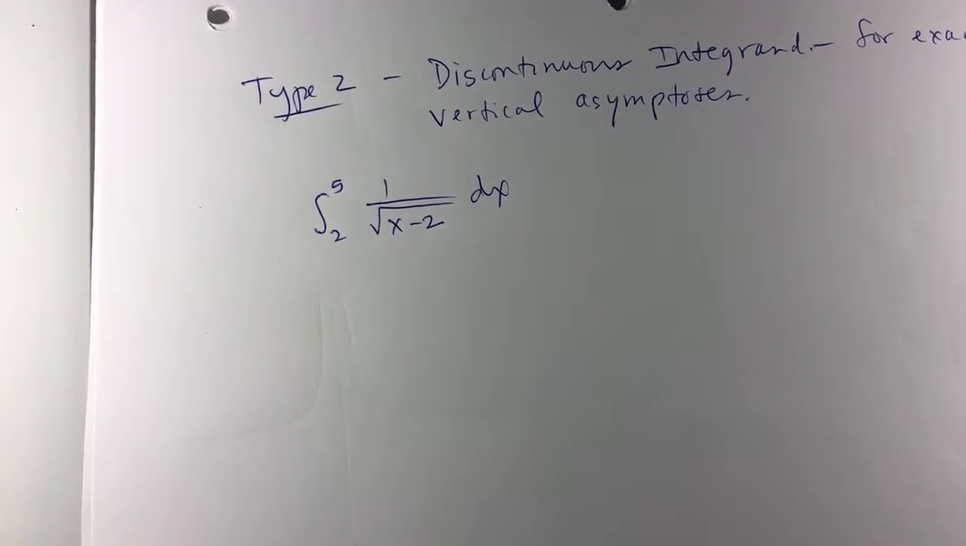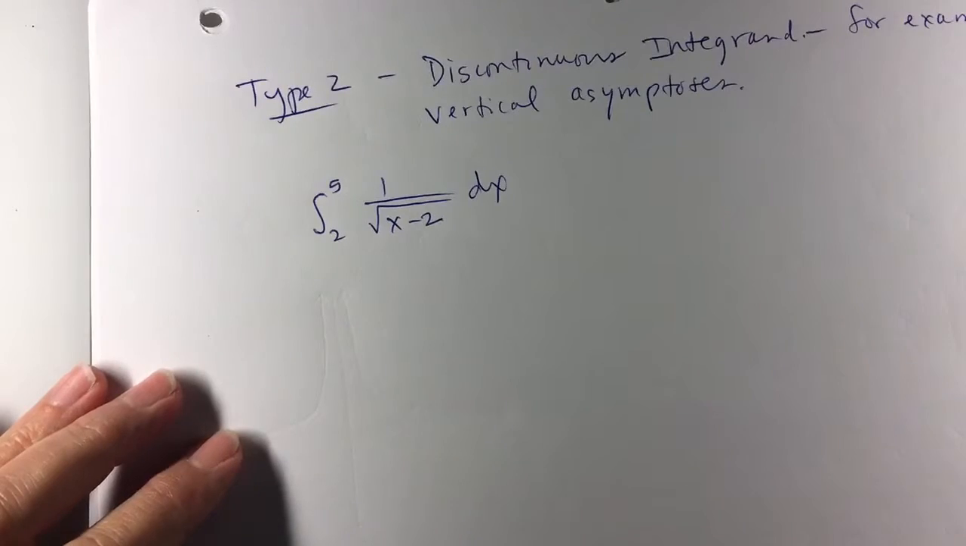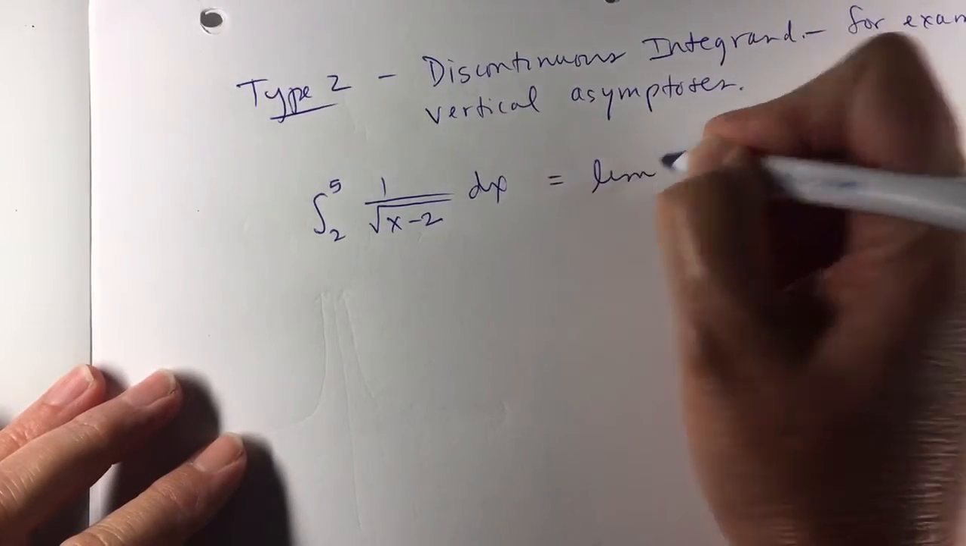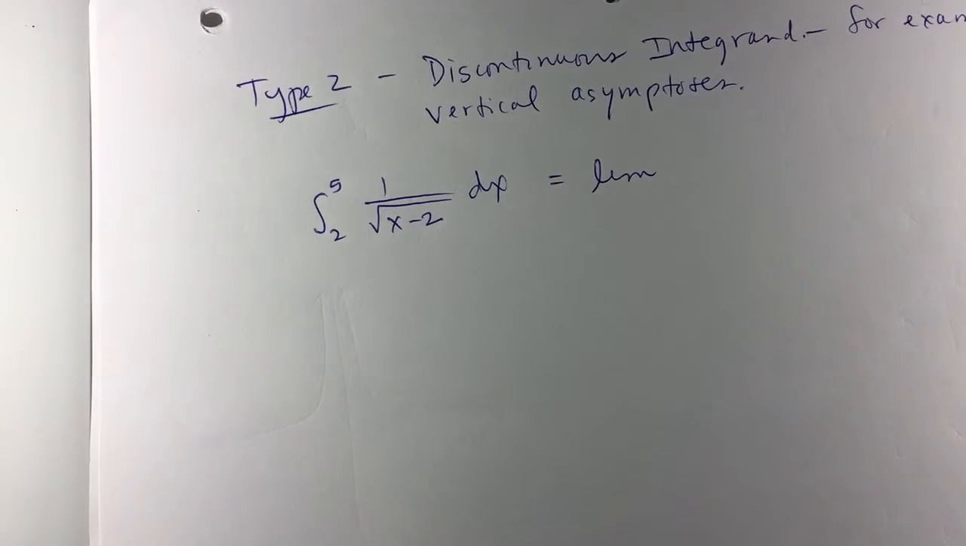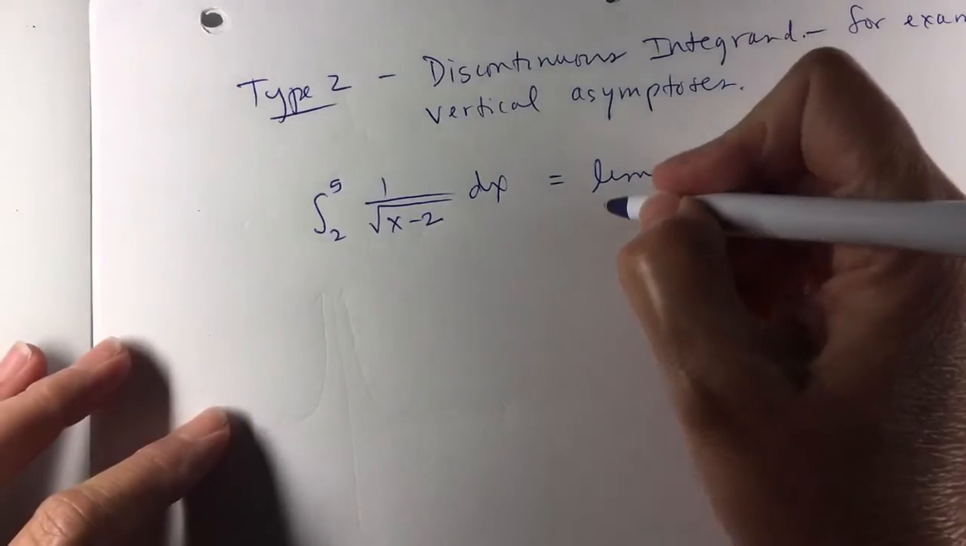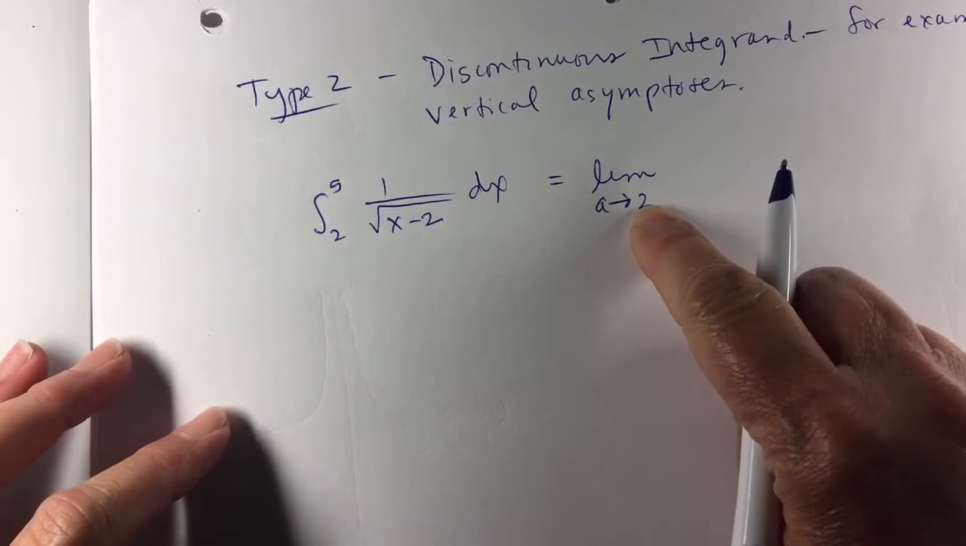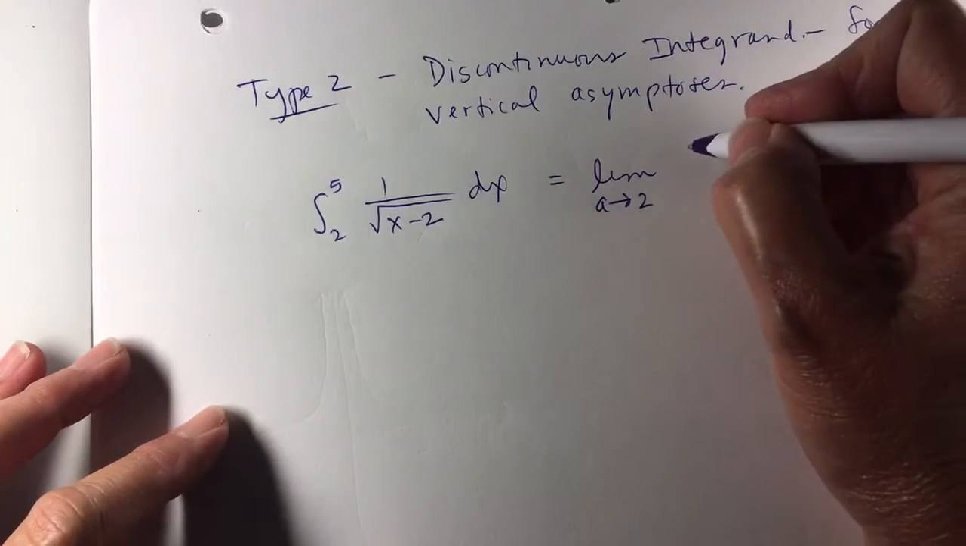All right, for this problem, I'm looking at this one, and I can see that with x minus 2 in the denominator, in fact square root of x minus 2, it is discontinuous at the number 2. So I want to write this one as the limit as, I'll use a letter, I'll use A, A approaches 2. Now I'm missing something here. We'll go back and fill that in a minute.